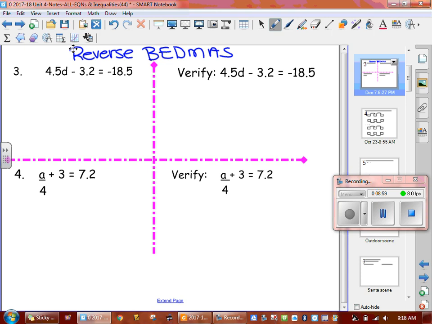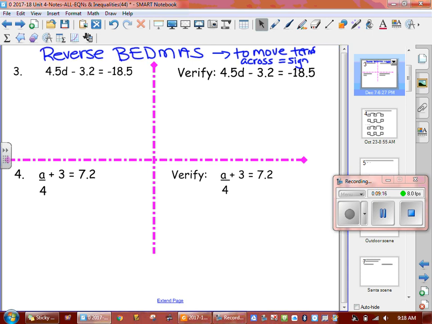To move terms across the equal sign. Okay, so we use reverse BEDMAS. All right, so we use reverse BEDMAS to move our terms across the equal sign. So we're going to look at our reverse BEDMAS. We're going to say, okay, which are the bottom 2 letters? The bottom 2 letters are adding and subtracting. So anything that's being added and subtracted has to move across the equal sign first.